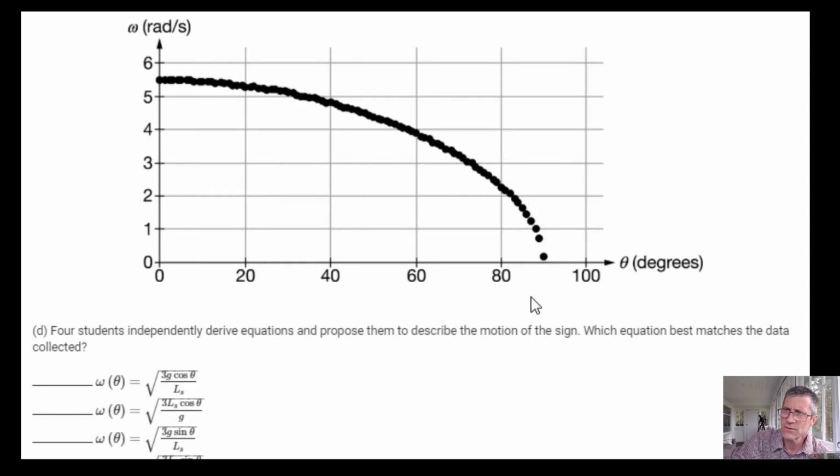Again, features of the graph. They're looking for you to recognize that at 90 degrees this is 0 and make that work. Okay, let me stop here for this one.